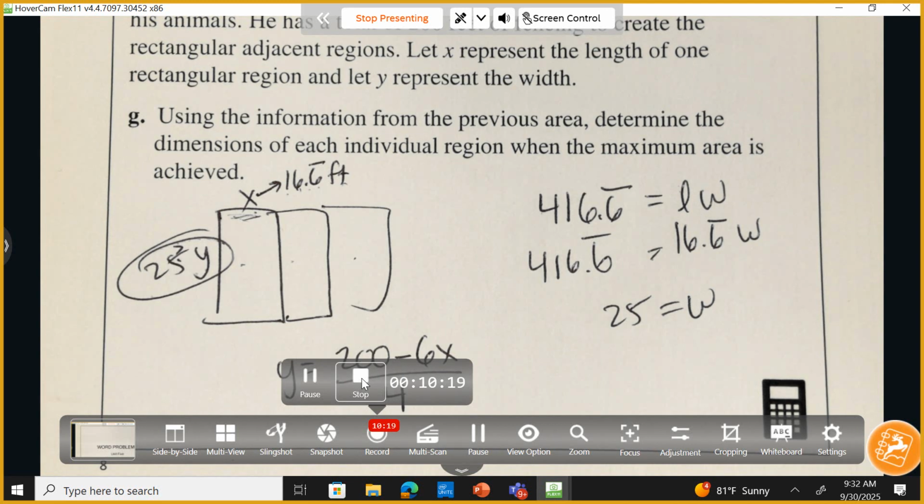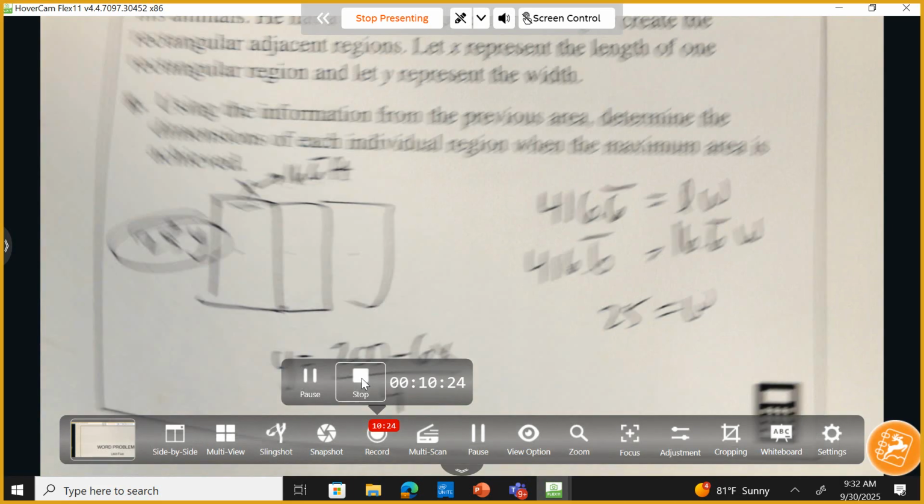Remember, as you get into upper level math, time is often the problem for students. Time is often the problem.